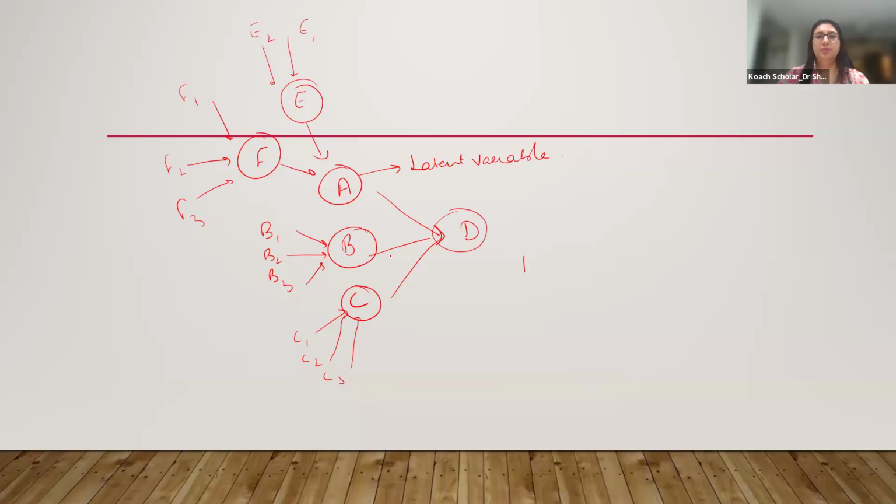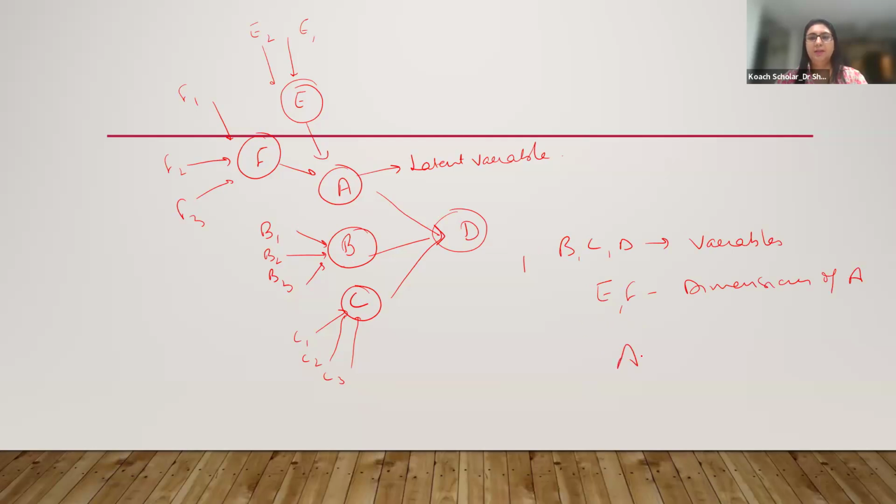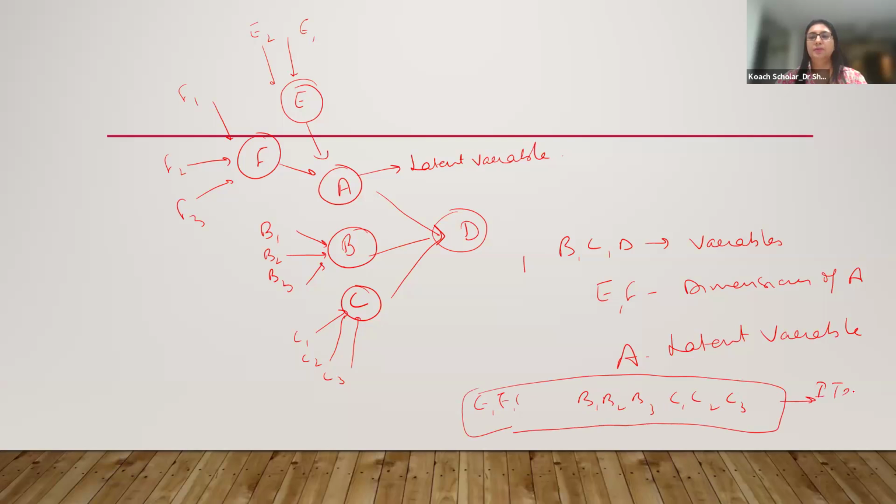These are just the variables. B, C, D are variables or constructs. E and F are the dimensions of A. In fact, A is a latent variable. B1, B2, B3, C1, C2, C3, E1, F1, F2, F3, all these numbered things, whatever I have written, are the items or the statements.